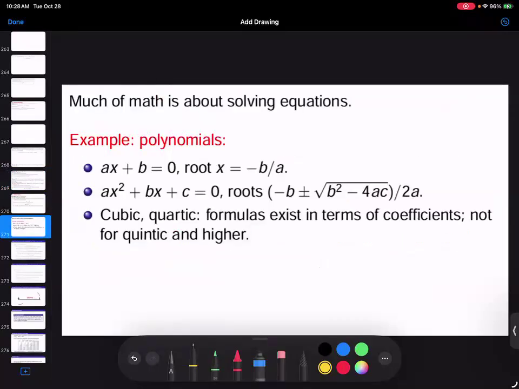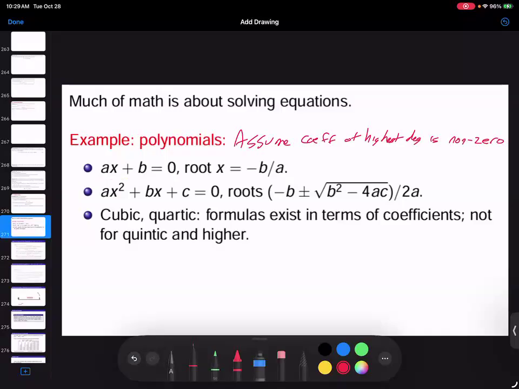I want to talk about the structure of various numbers and which polynomials can we solve explicitly and which can we not. So hopefully these two are not surprising. If I give you a linear equation, ax plus b equals 0, this isn't that hard to solve. We move b over to the other side, divide by a. So in all of these, we will always assume the coefficient of the highest degree is non-zero.